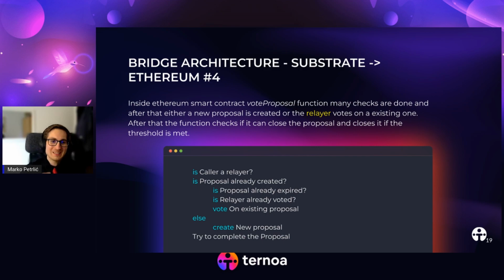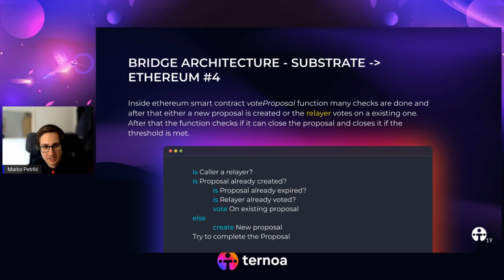Now we are inside the smart contract itself on the Ethereum side. Again, we will see the same checks that we see on the substrate pallet itself. So we check if the caller is actually a relayer or someone malicious. We check if the proposal has been created. If not, we create a new one. If it already exists, we need to do some checks, of course. And in the end, if everything is okay, we try to complete the proposal.